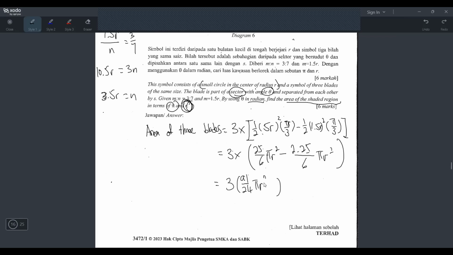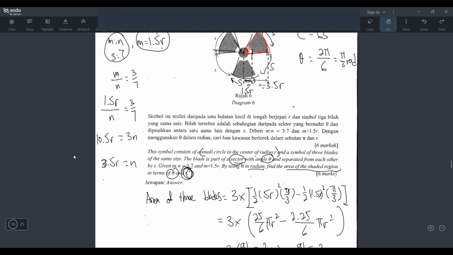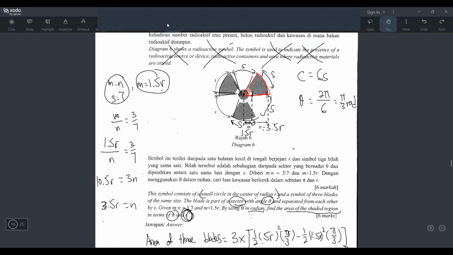But of course, this is the area of one blade. Now you have to times 3. So you will get 91 over 8 pi r squared. Now I can find the area of the shaded region, which is 91 over 8 pi r squared. This is the area of 3 blades, by the way. But there's still one more shaded region I have to add, which is the circle, right?